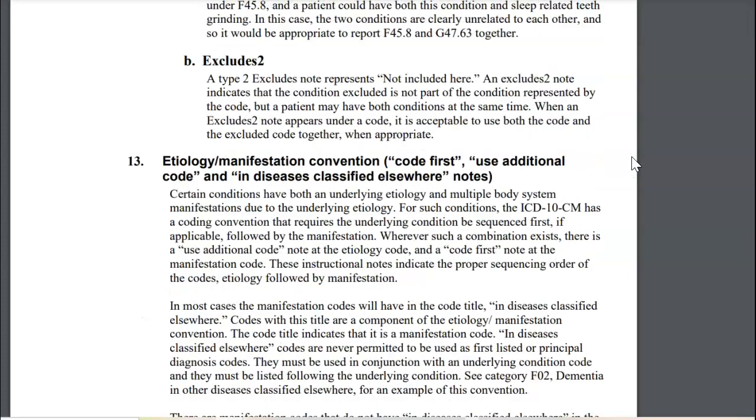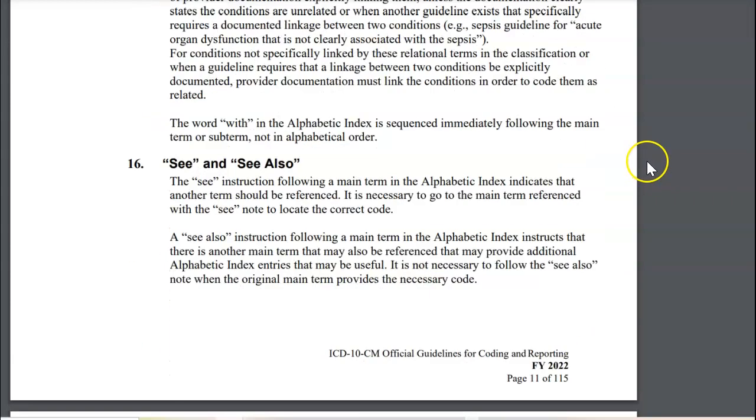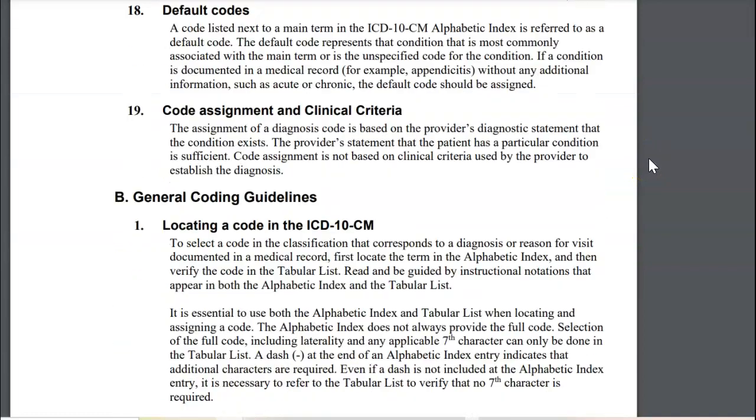Where excludes 2, an excludes 2 note indicates that the condition excluded is not part of the condition. So a good example of this would be if somebody has ADHD, and let's say they also have anxiety. So they could put an excludes 2 note saying anxiety is not part of ADHD. So you need to code it also if they have both conditions, but only if they have both conditions. Make sure you review when you need to code first. And then review your words and with see also, code also, default.